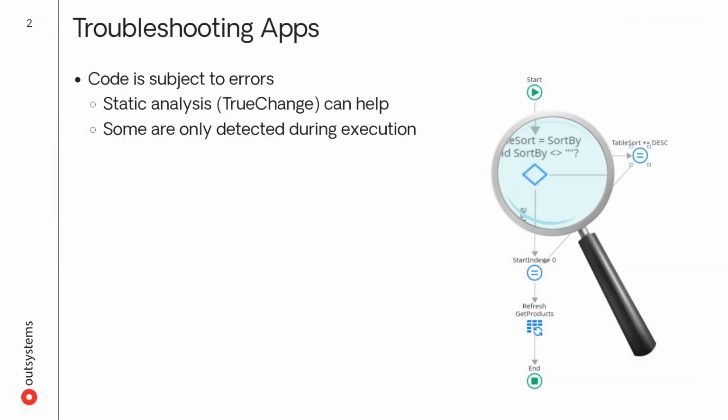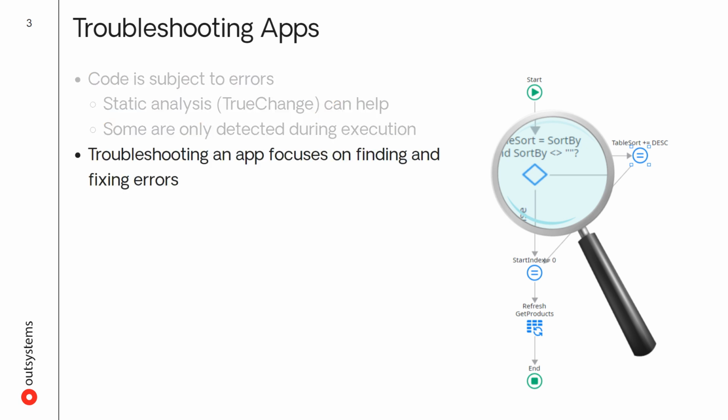Any app is subject to many different types of errors that can happen during execution. Some errors can be detected by static code analysis during development and compilation. However, some are only detected during execution, where they are not expected. Troubleshooting an application focuses on finding those errors and fixing them quickly. Debugging is one of the most common and important techniques that we can use while troubleshooting.